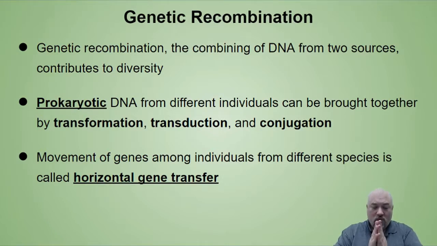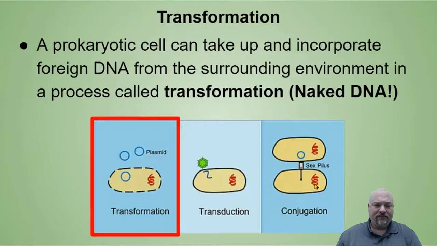We can take these techniques, or some of them, and modify them in genetic engineering and biotechnology to do recombinant DNA and transfer genes from one organism into another. We'll talk about that a little bit later, but let's take a look at each of these a little bit closer. So, in the process of transformation, a prokaryotic cell can take up and incorporate foreign DNA from the surrounding environment. It takes up what we call naked DNA. So, here is our bacterial cell. We've got some naked DNA floating around outside.